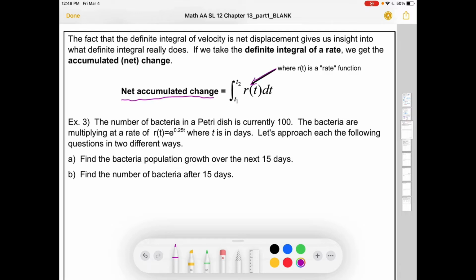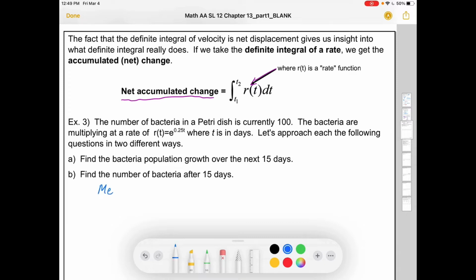And to work this idea through, which seems very abstract, just like in our last lesson, we're going to do a question in two different ways. We're going to look at the number of bacteria in a petri dish, and it's currently 100. The bacteria are multiplying at this rate that's given over here, e to the 0.25t, where t is in days. We want to find the population growth over the next 15 days, and we want to figure out the actual number of bacteria after 15 days.